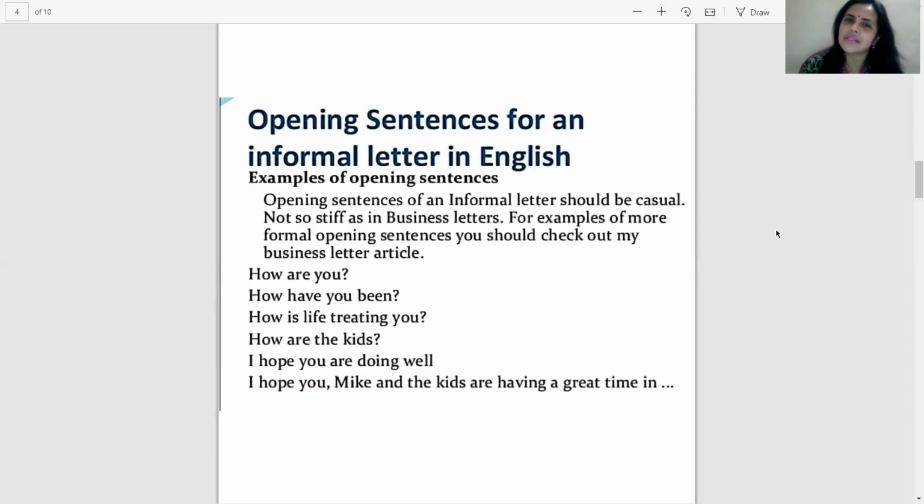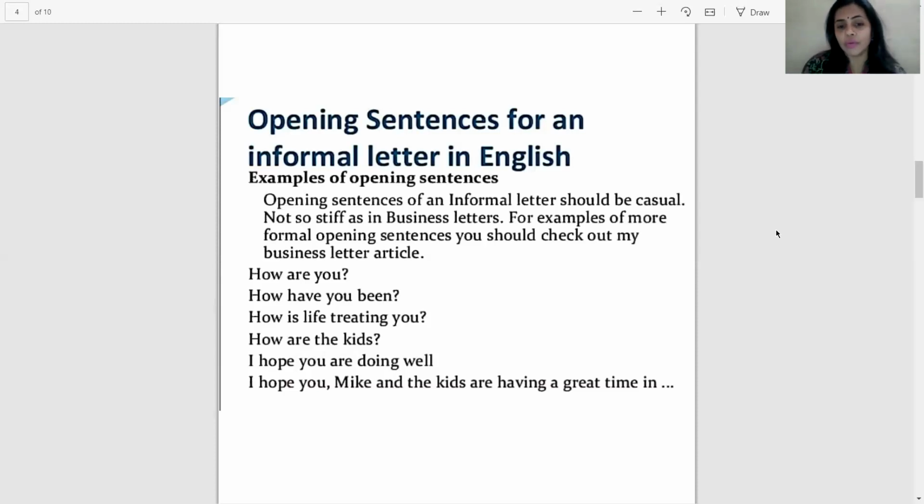This is a common sentence. This is something which shows that okay, fine, everything is well. I presume, I understand that everything is well and fine at your side as well.